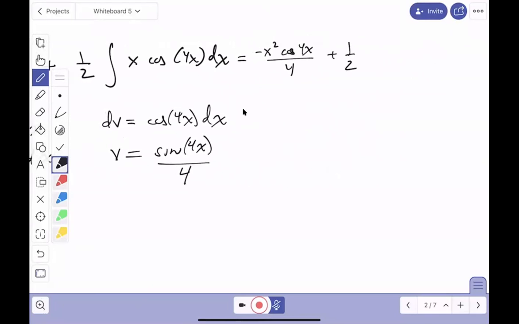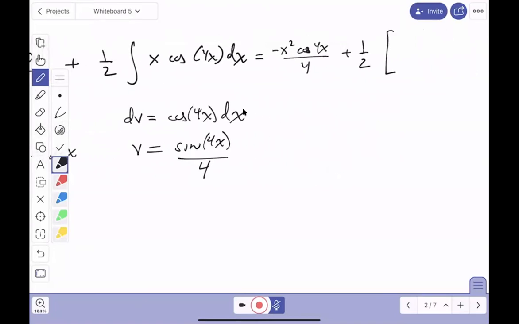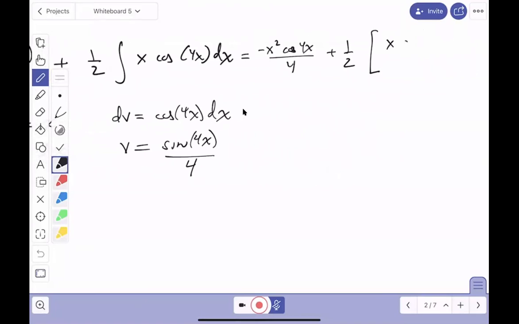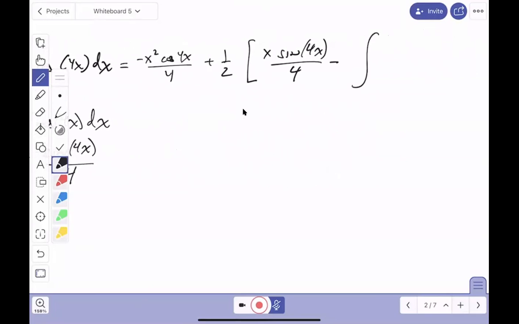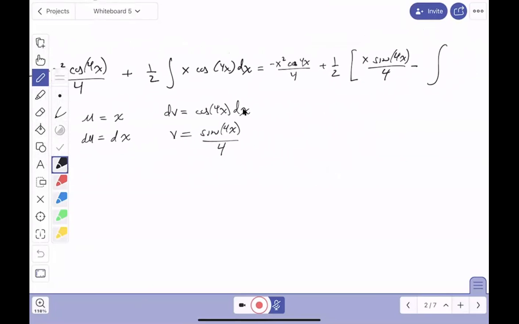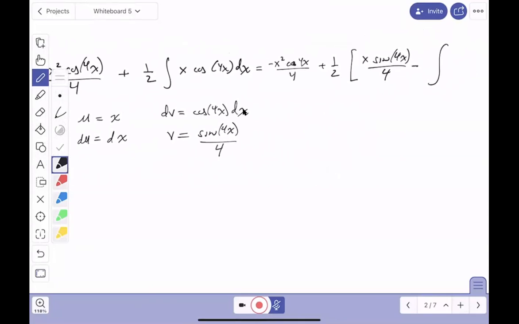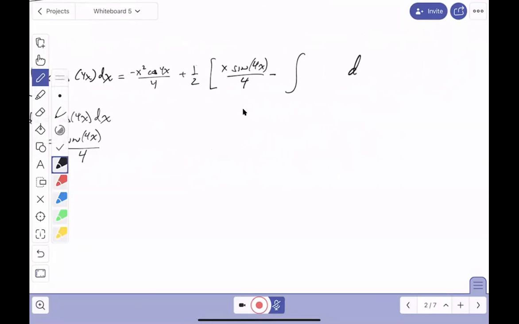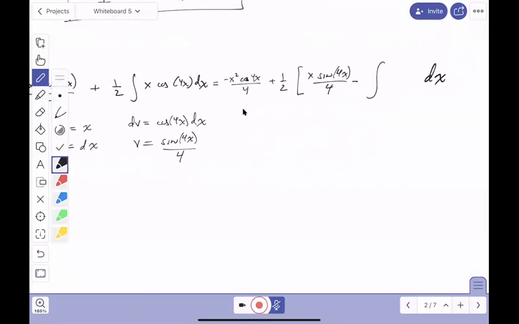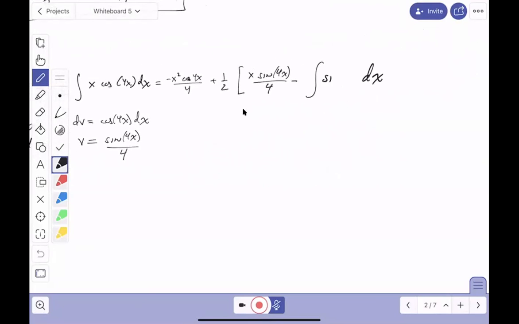Plus 1/2. All right, it's problem. I have to put down uv, right? So it's going to be x sine 4x over 4. We'll take care of that later. Minus, let me put this down. It's going to be, let's see. I did uv. Rather than put out what we're doing, now we're going to put down the du, which is dx, and the v, which is sine 4x over 4.